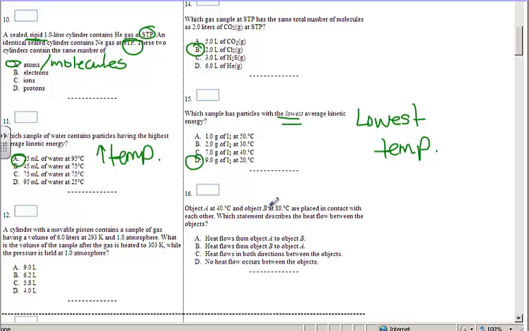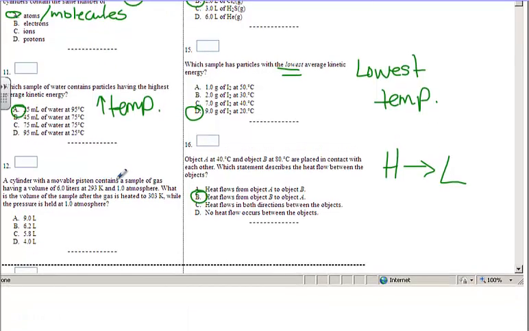Object A at 40 and object B at 80 are placed in contact with each other. What statement describes the heat flow? Well, remember, heat flows from high to low. So the heat is going to go from B to A. Heat flows from object B to A, always.